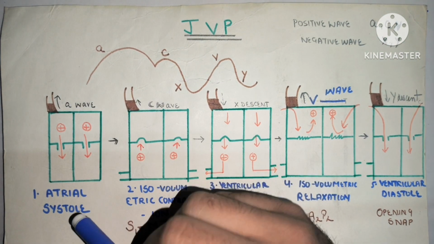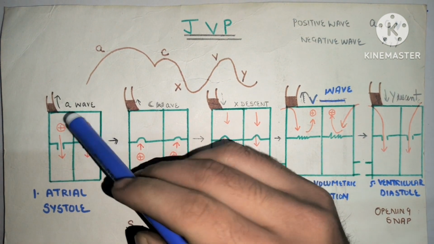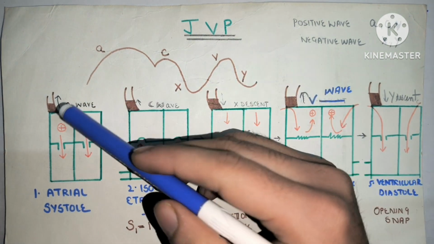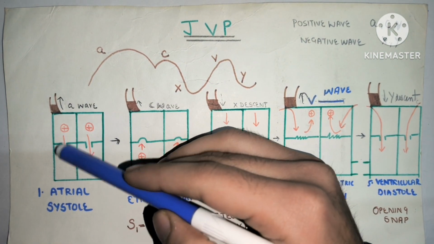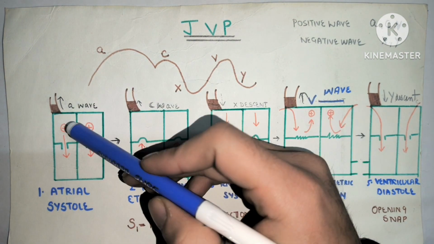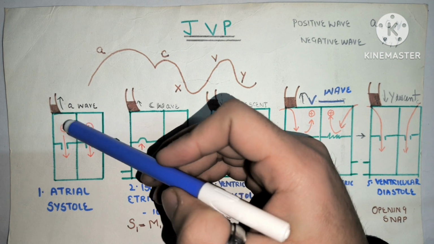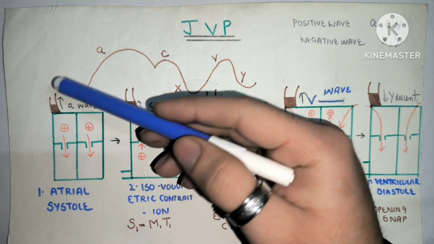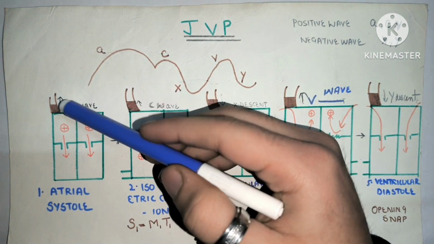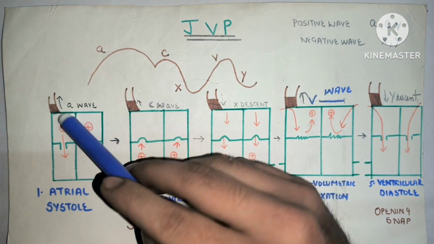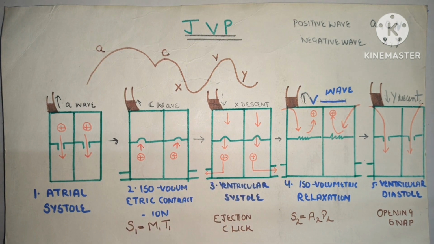Okay, so first is atrial systole. The atria is going to contract. So guys, when the atria is going to contract, the pressure in the right atrium will increase, and as you know that the jugular venous pressure is directly correlated with it, so the pressure in the jugular vein will also increase, and this shows the A wave.